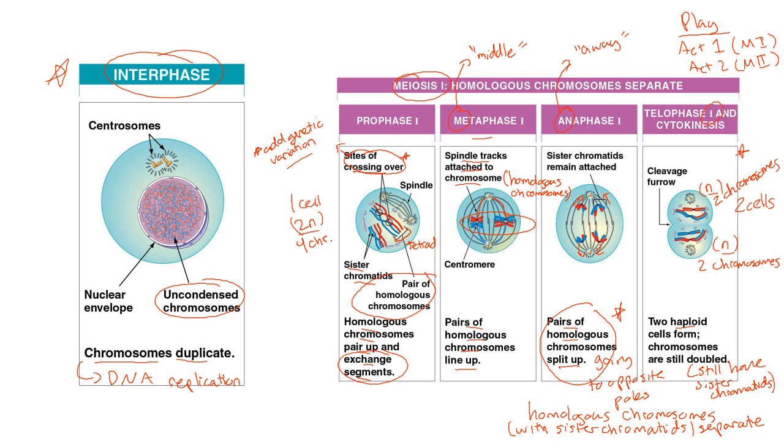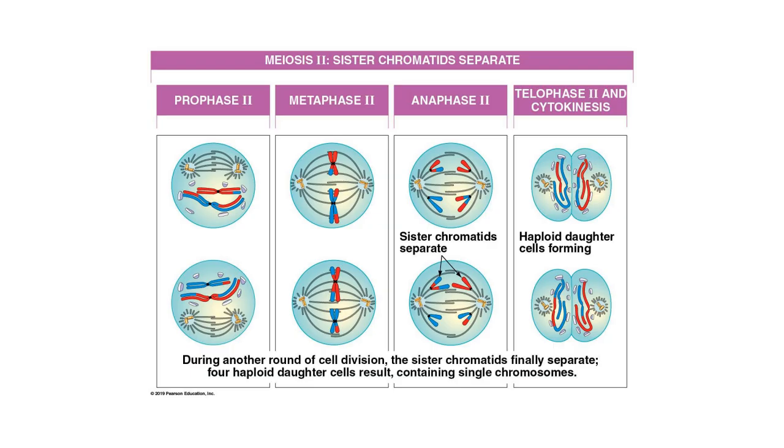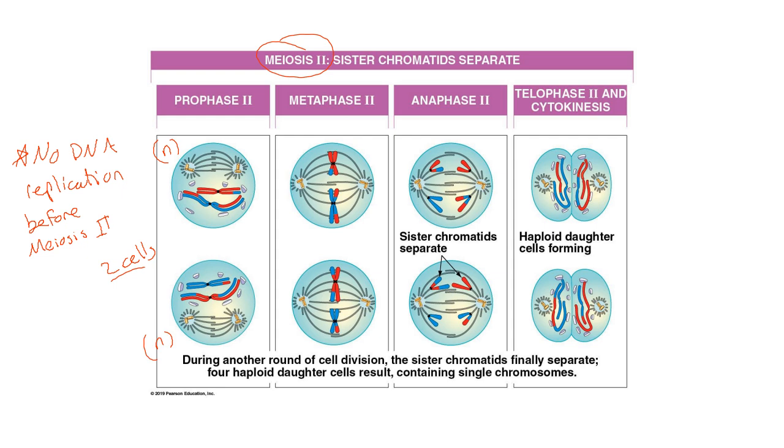Now we go to meiosis two. Before we start, just remember this: no DNA replication happens here. No DNA replication before meiosis two. Getting a little sloppy here. We start with two cells, just where we ended. Both cells are haploid. Both cells have two chromosomes each. Both chromosomes have sister chromatids.